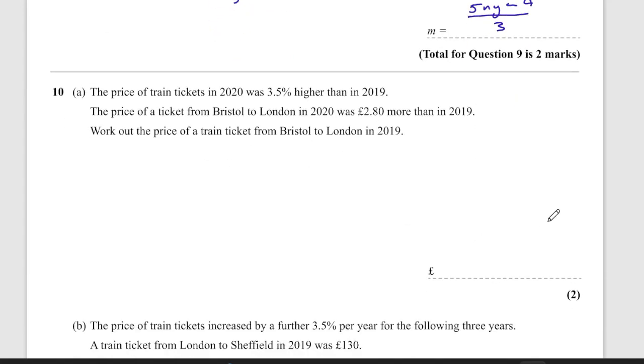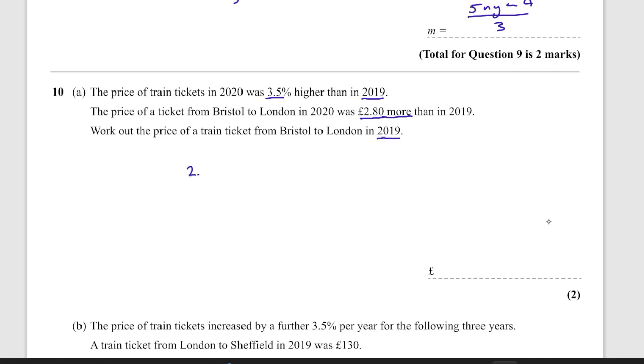Right, question 10. The price of a train ticket in 2020 was 3.5% higher than in 2019. The price of a ticket from Bristol to London in 2020 was £2.80 more than in 2019. Work out the price of the train ticket from Bristol to London in 2019.